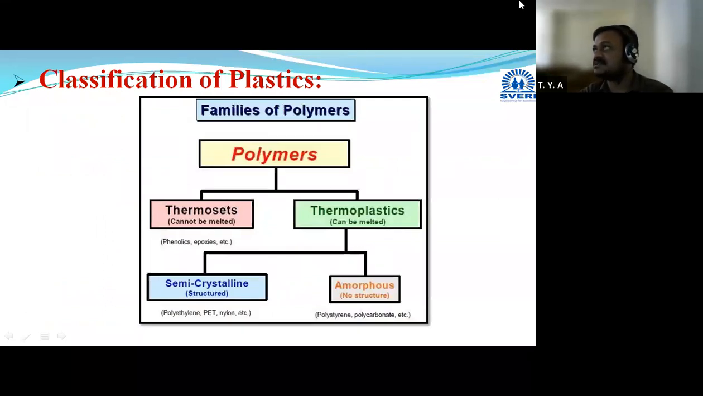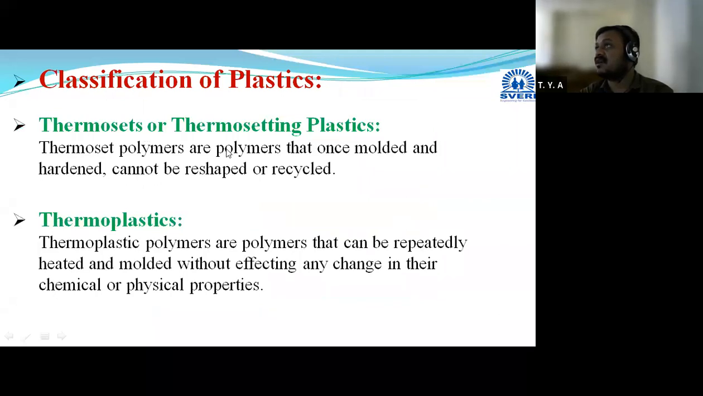After this, we discussed the classification of plastic materials. There are two basic types: thermosetting plastic materials, which are known as thermosets, and thermoplastic materials. What is the meaning of thermosetting plastic materials? After heating, they will melt, and once you harden them, you cannot change the shape again. You can do this activity only once. The material which can be molded once and hardened cannot be reshaped or recycled. That kind of plastic material is termed thermosetting plastic.